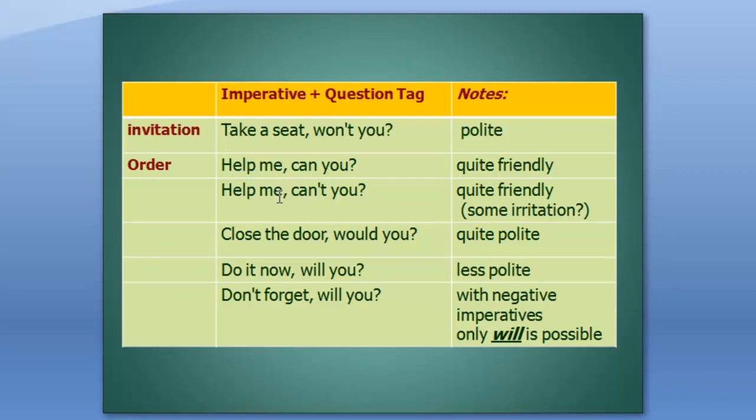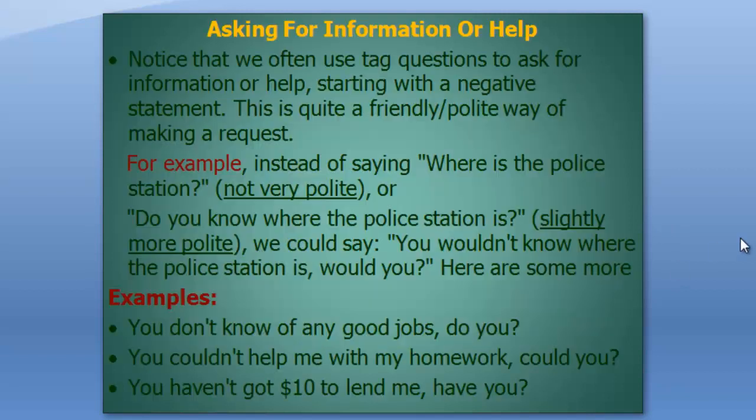Help me, can you? This is quite friendly. Help me, can't you? This is used to show some irritation, and of course, it's friendly. You show that you are to some extent irritated. Close the door, would you? This is quite polite. Do it now, will you? This is less polite. But take care. With negative imperatives, only will is correct. Don't forget, will you? So with negative imperatives, will only is correct.